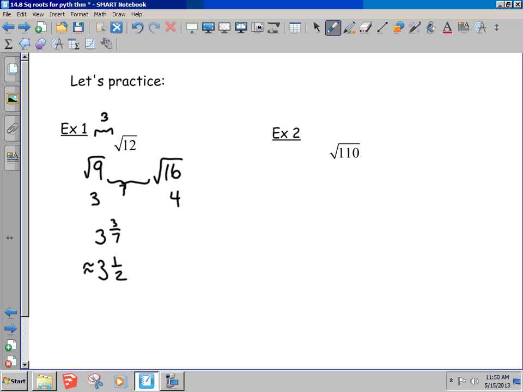And as a decimal, that's easy, 3.5. Check it on your calculator and see how we did. Oh, it's 3.4. Rounding it to the nearest tenth, 3.5. 3.5 to the nearest tenth. Boom.